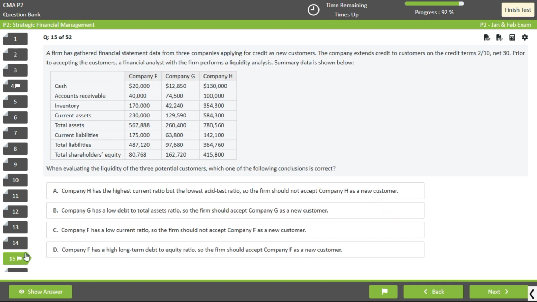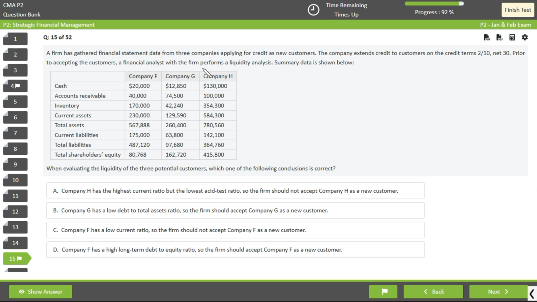Now we have question number 15. Let us now read the MCQ. A firm has gathered financial statements data for 3 companies applying for credit as new customers. The company extends credit to customers on the credit terms 2/10, net 30 prior to accepting the customers.